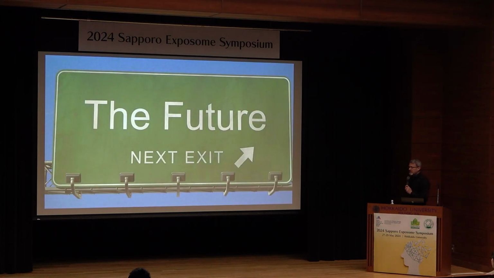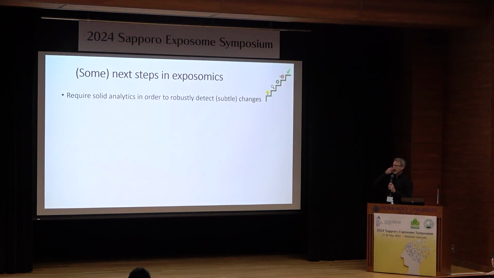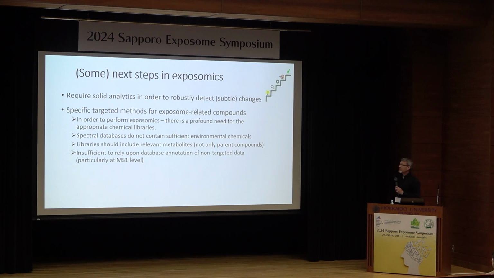So where do I see this all going? In terms of speaking with an exposomics audience, I wanted to bring up some next steps. This is not comprehensive by any means. Some of the things I think we need to consider. The top one, I think, is the solid analytics. As a chemist, I can't speak strongly enough for the need for very solid methodologies to do this. I haven't gone too much into the details, but I feel this is really vital if you want to detect these often subtle changes. In addition, we need specific targeted methods in order to do this.